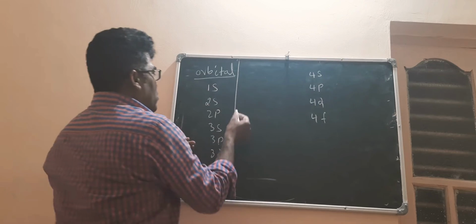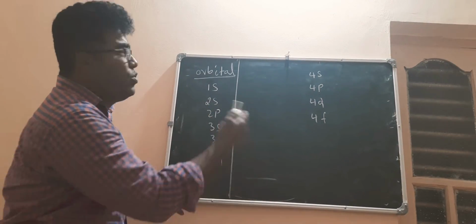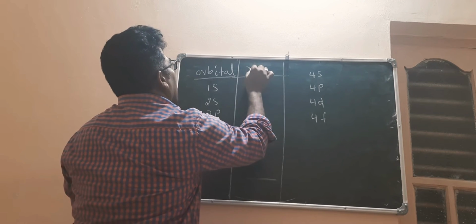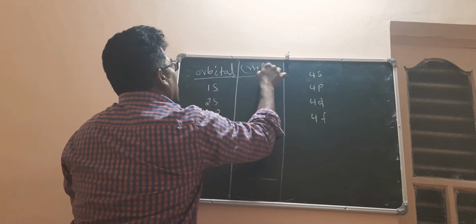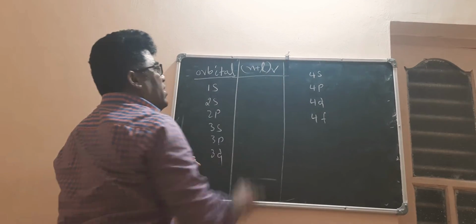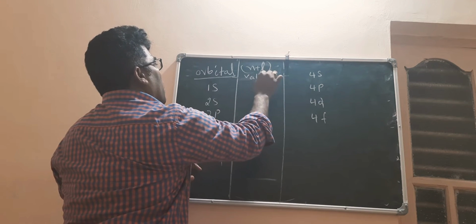Combinedly, this is the orbit and this is the suborbit; combined, you say it is an orbital. Now for an orbital, the n plus L value.